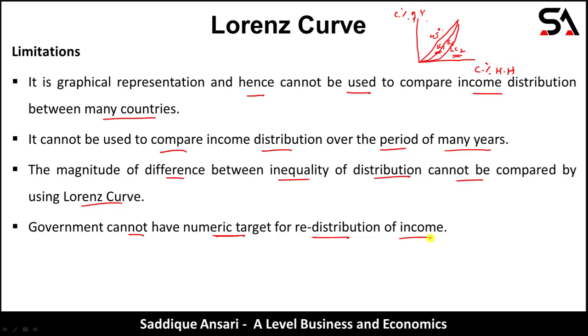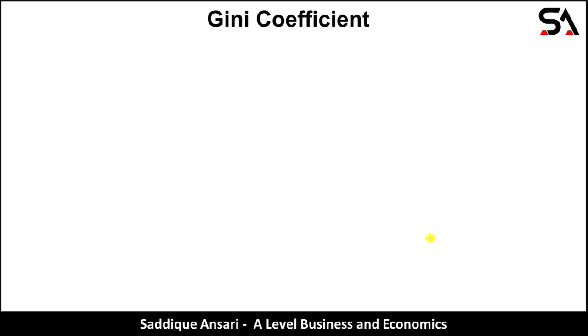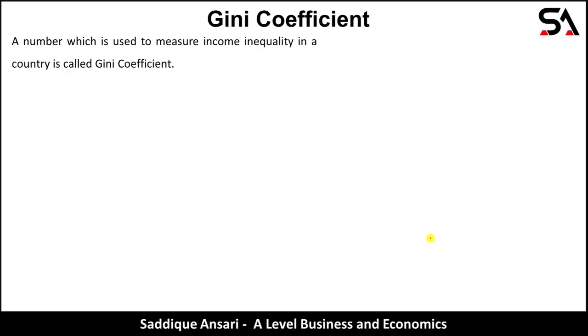In order to overcome these limitations, another method is used to measure income inequality, which is more popular, and that is called Gini Coefficient. Now, Gini Coefficient is a number which is used to measure inequality in the income distribution in a country. That is called Gini Coefficient. This is also called Gini ratio or Gini index. There is a formula to calculate this.